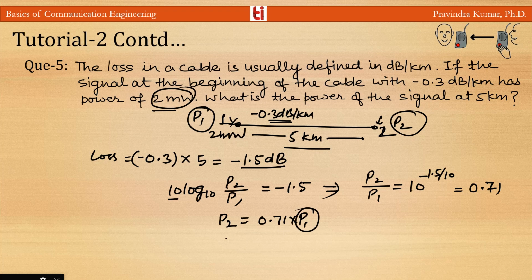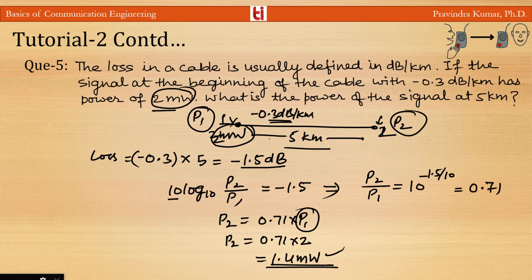P1 is given 2 milliwatt, so the power at point 2 will be 1.4 milliwatt. So at point 1, if the power is 2 milliwatt and the attenuation is minus 0.3 dB per kilometer, then at the distance 5 kilometer the power will be 1.4 milliwatt. So there is a reduction in the power, minus 1.5 dB.